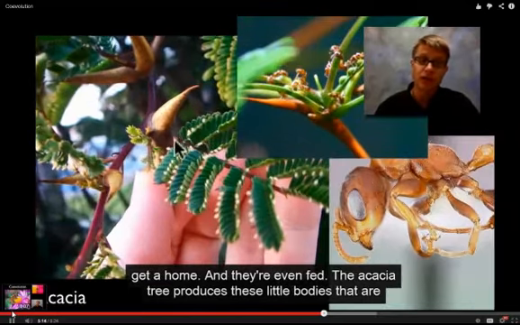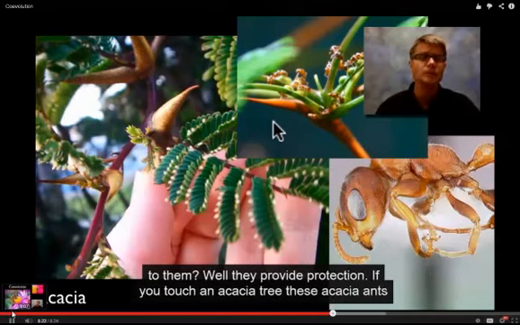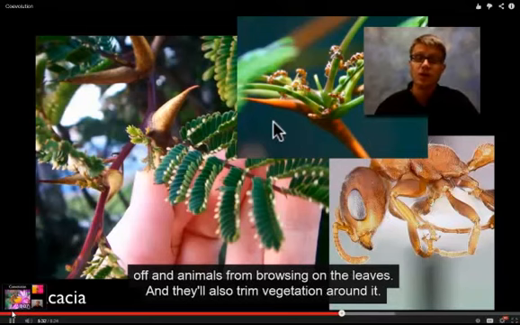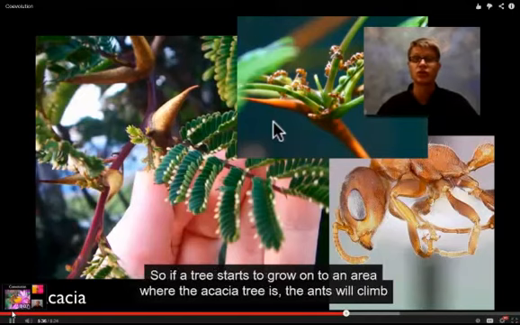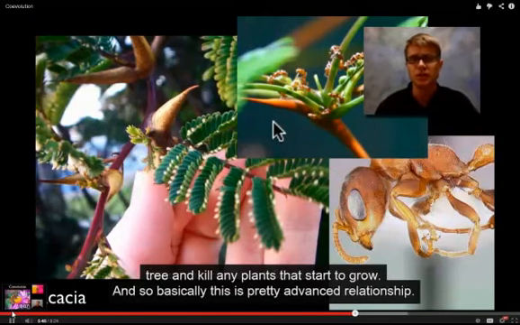And they're even fed. The acacia tree produces these little bodies that are filled with sugar, and so they have something to eat. So what does the acacia ant provide to them? Well, they provide protection. If you touch an acacia tree, these acacia ants will storm all over you and bite you, so it's very painful, and that's going to keep insects off and animals from browsing on the leaves. And they'll also trim vegetation around it. So if a tree starts to grow onto an area where the acacia tree is, the ants will climb over and they'll cut off those leaves. Or they'll even go in the area around the acacia tree and kill any plants that start to grow.